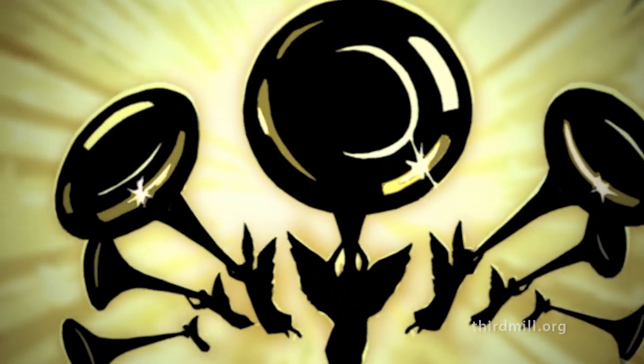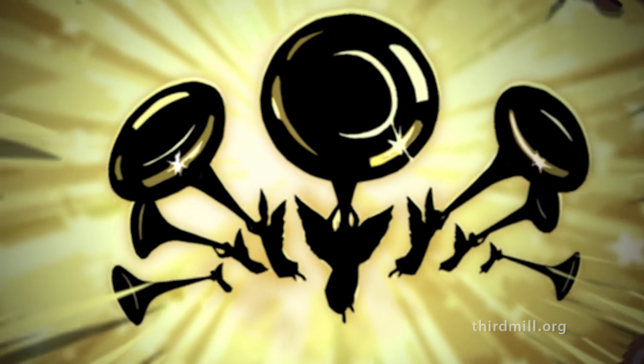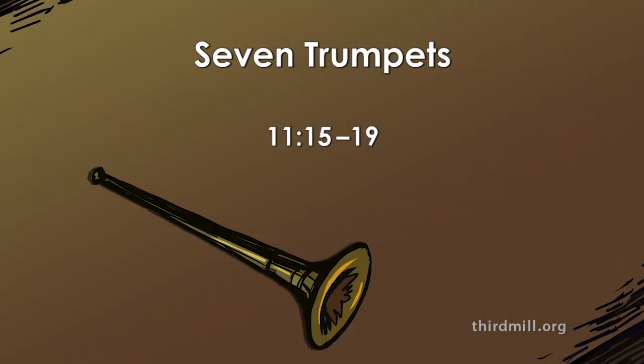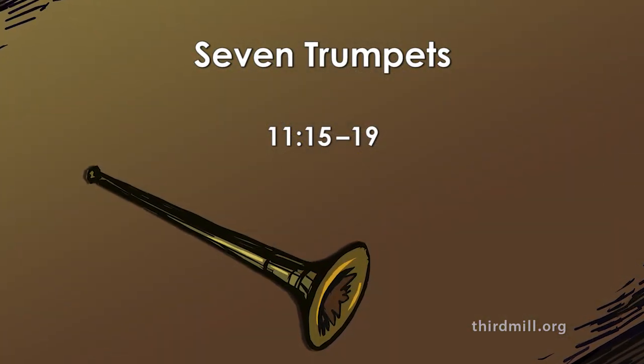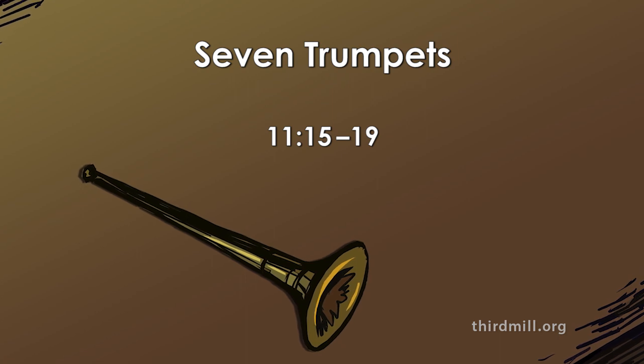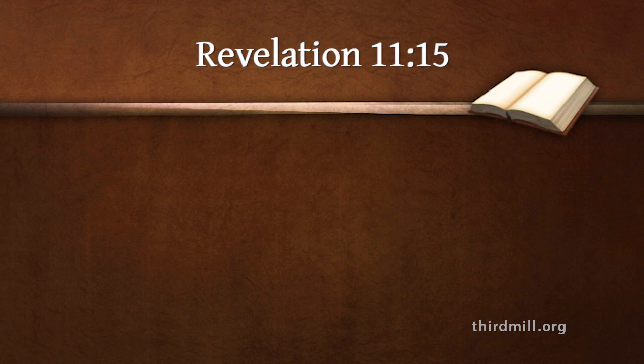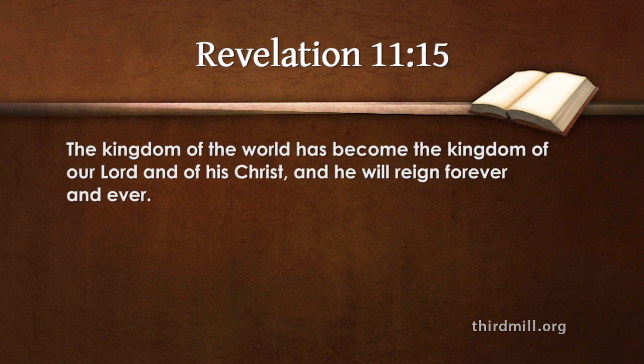After the interlude, the seventh angel sounded the seventh trumpet in Revelation chapter 11, verses 15 through 19, closing this series of visions. Revelation chapter 11, verse 15 records this proclamation in heaven at the sounding of the seventh trumpet. The kingdom of the world has become the kingdom of our Lord and of his Christ, and he will reign forever and ever.